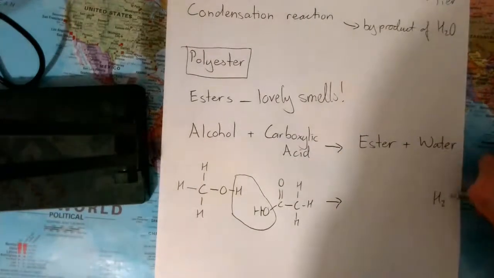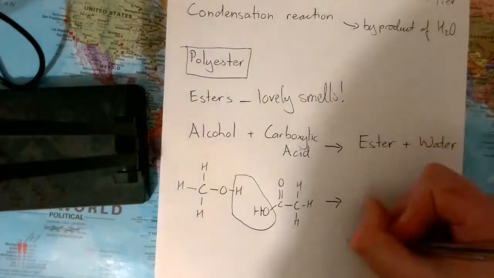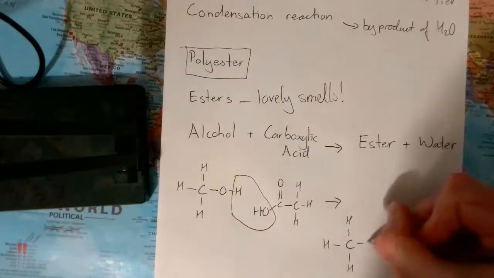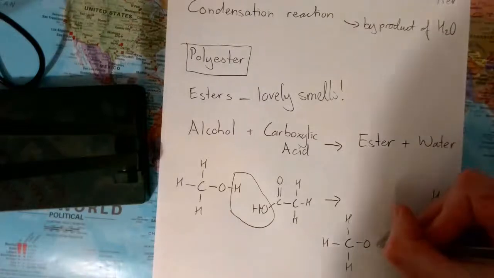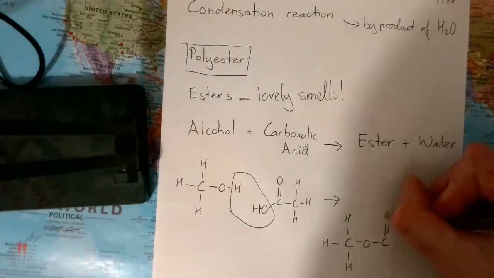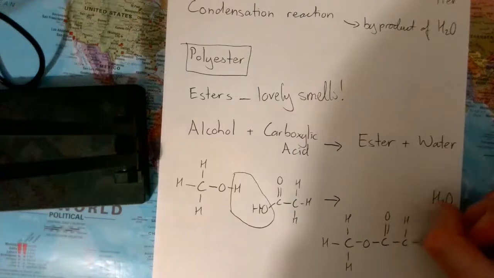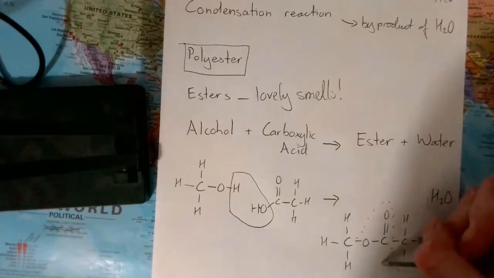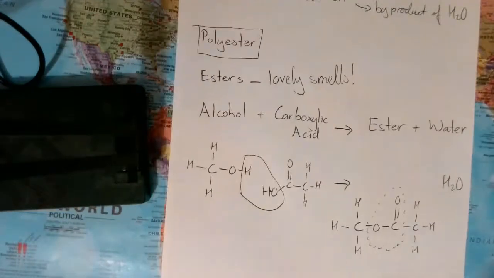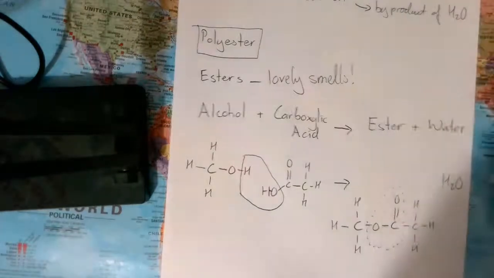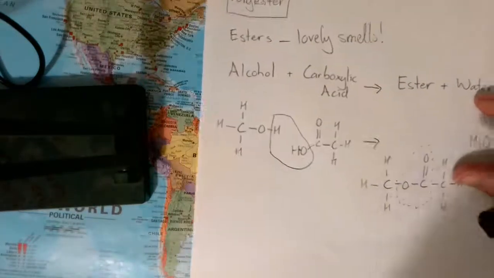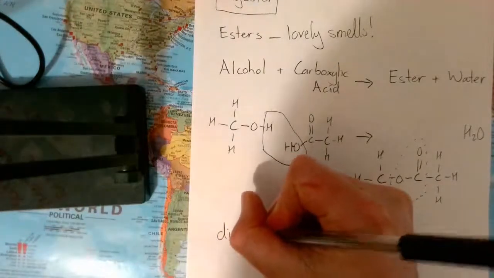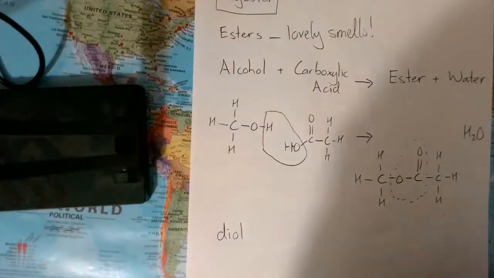So that is H2O, and then the ester, leaving everything else the same. That's the parts from the alcohol, and this is what we have from the carboxylic acid. So this bit here is an ester link. A polyester is something which has got lots of these links. And there's some chemicals that you really don't need to worry too much about the name, but there's a thing called a diol, which means it's got two alcohols on it.